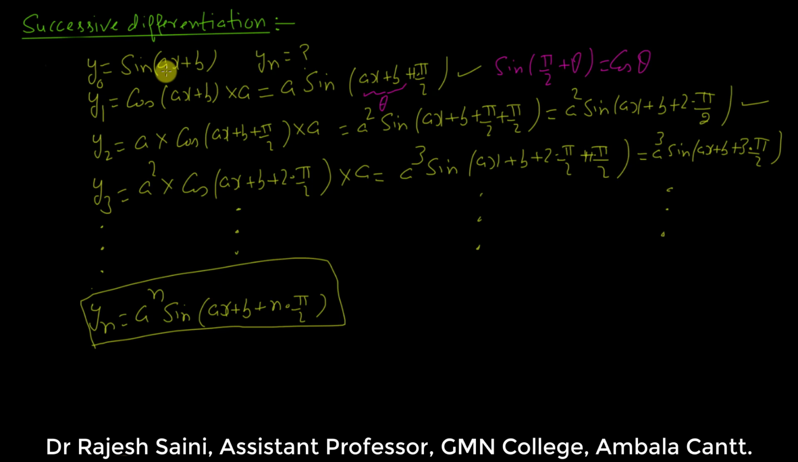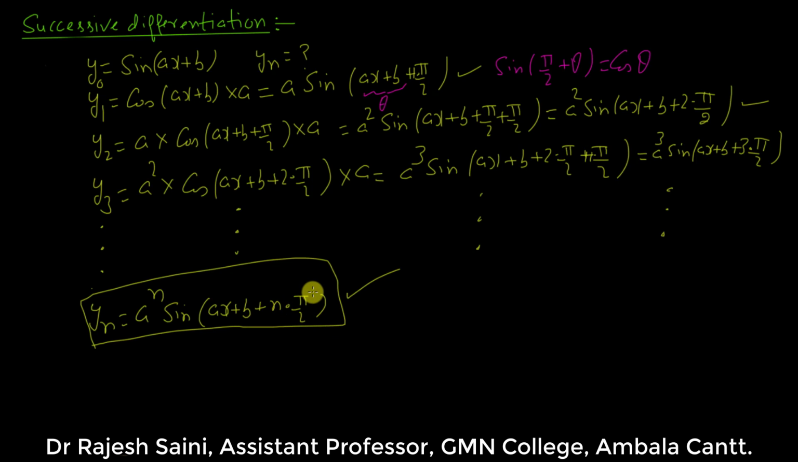So what we have done in the nth order differentiation, you will remember, the coefficient of x will be raised n times, and this argument will remain as such, ax plus b, and along with it we have added n times pi by 2. So this will be the nth order derivative of y is equal to sine ax plus b. That you can easily memorize: the x coefficient is raised n times, a raised to the power n, sine ax plus b as such, plus n into pi by 2.